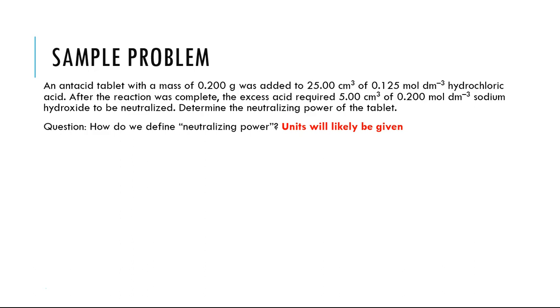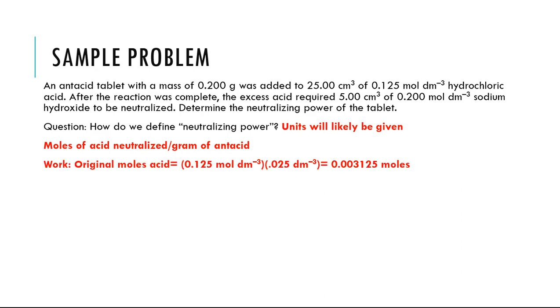Now, when we talk about neutralizing power, units are likely going to be given for what they want. There's all different kinds of questions I've seen IB ask about basic antacid calculations. In this case, let's find the moles of acid neutralized per gram of antacid. Okay, so we have to go through a few steps to do this.